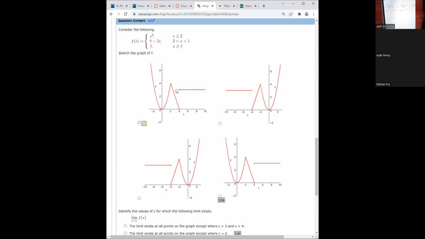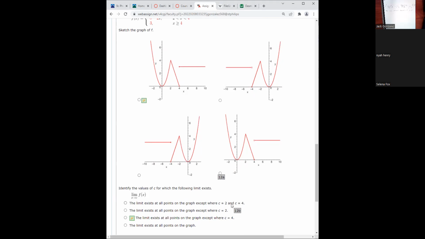Everywhere else, the limit exists. There's no other issues like a gap like that, or they're different, or going to infinity. So there is no other location that has problems. So right away, I would say, well, the limit approaching 2 does exist.